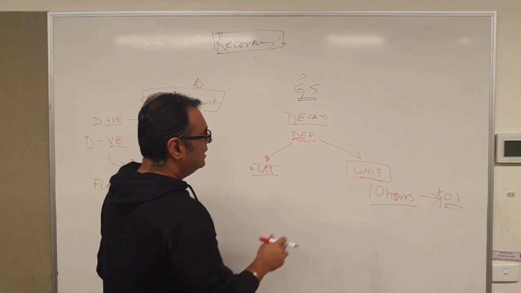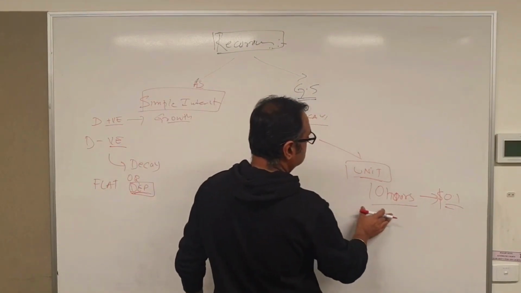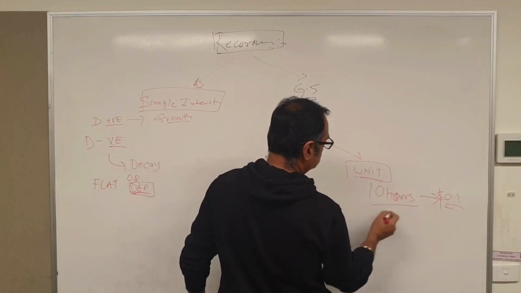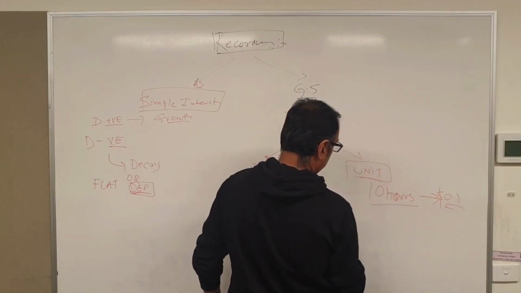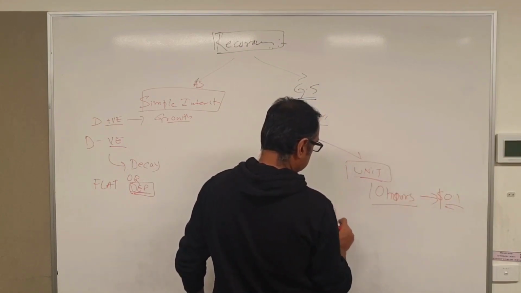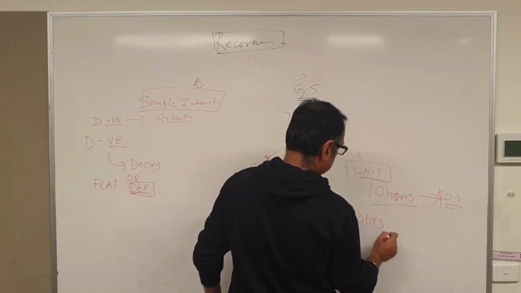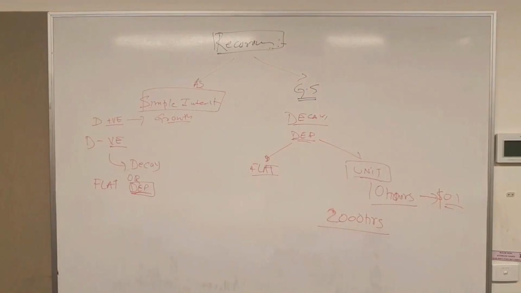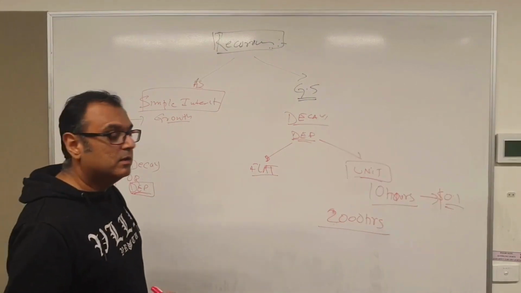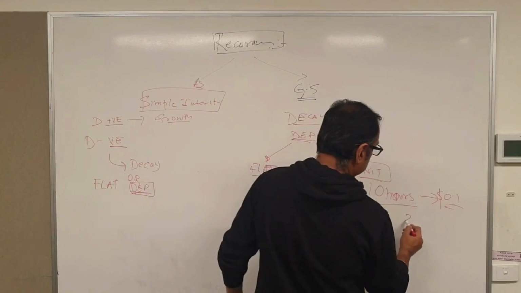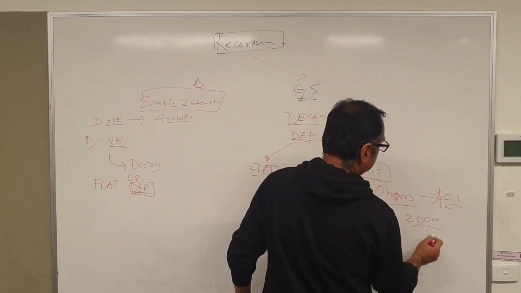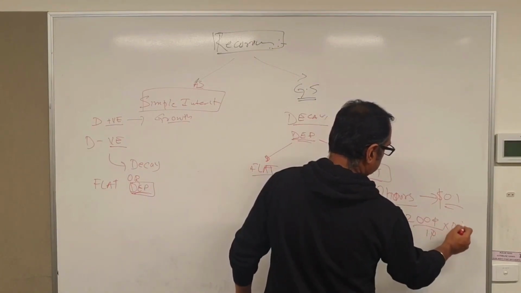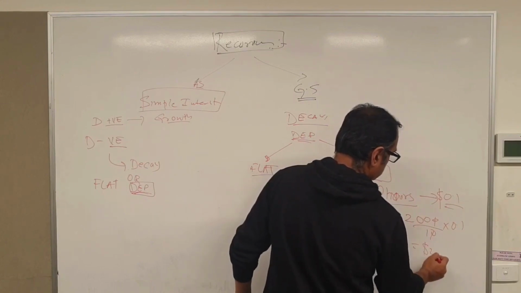So now, let's say, Danu, you've used your phone for 2,000 hours. Can you tell me how much money it will go down by? $20. So you will say 2,000 divided by 10 times 0.1, which is $20.